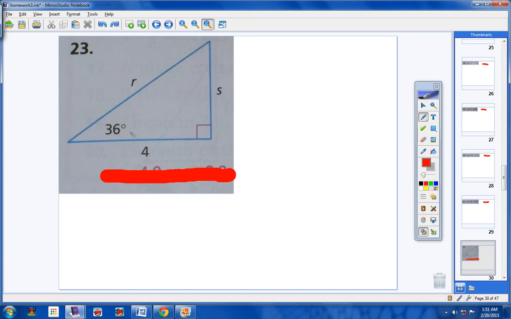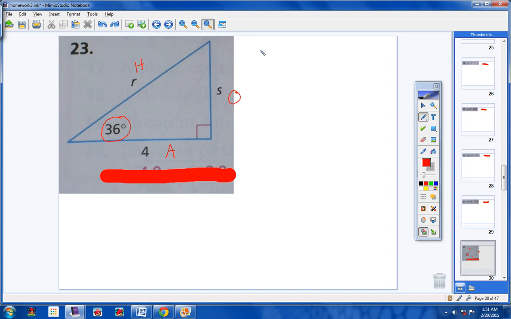Now the only angle they've given to us is this right here. So go straight across. This is opposite. Here's the right angle, this is hypotenuse, and this is adjacent, okay? Now please, listen to me carefully, students. The only side you know is adjacent. So you're gonna have to use that side to help you find R, to help you find S.